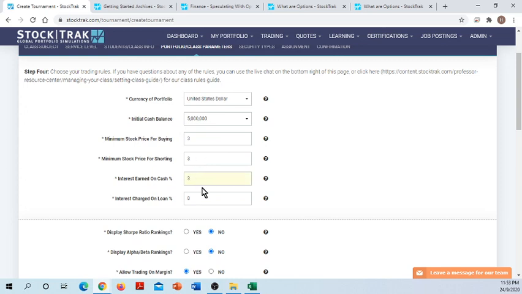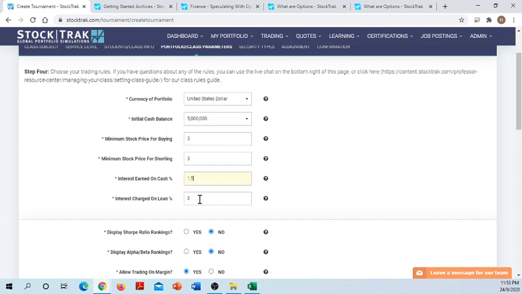Here you set the percentage, the interest rate your students will earn if they keep their cash in their account. So for me, I don't want to motivate them to keep cash, so I will lower the interest earned.